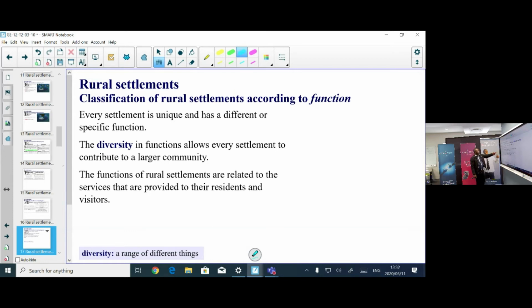We are still continuing with the lesson on classification of rural settlements. Every settlement is unique and has a different or specific function. The diversity in functions allows every settlement to contribute to a larger community. The functions of rural settlements are related to the services that are provided to their residents and visitors. Diversity, what is diversity? It is a range of different things. So when we talk of diversity, we are saying there are a lot of things that are being done in the same society.